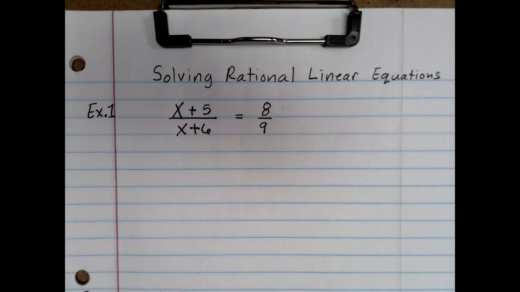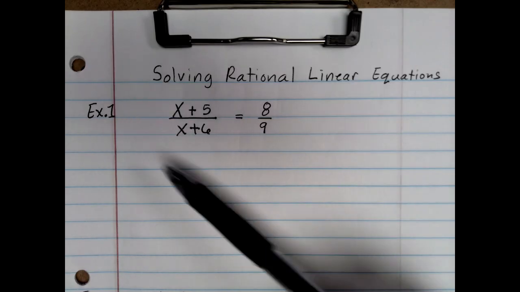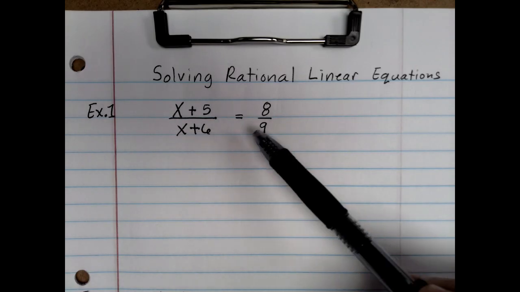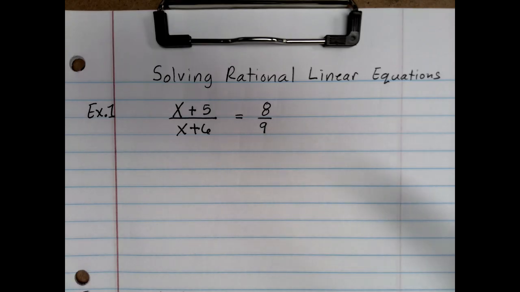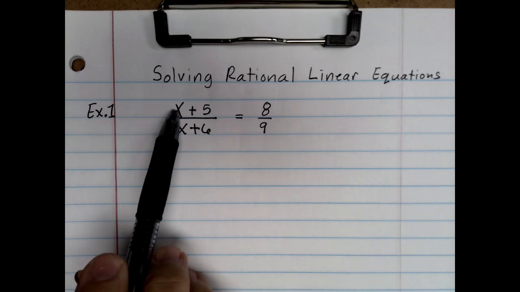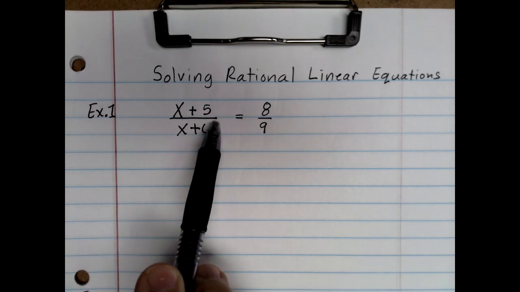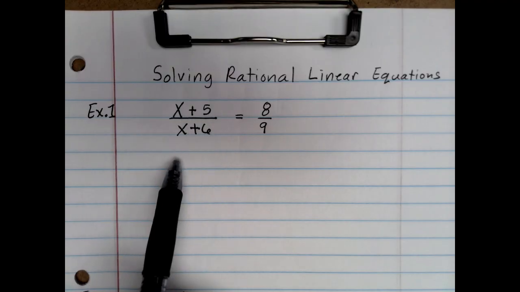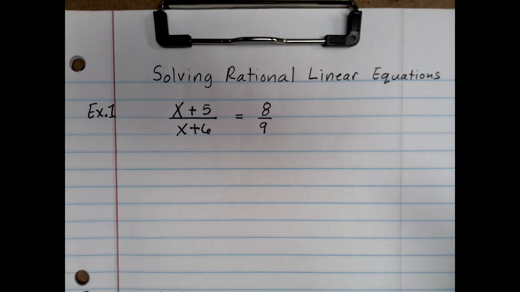Alright, this video is going to be on how to solve a rational linear equation. Now, I've seen some of you work on some of these problems and some people got stuck, so I want to make a few examples for you to help you out that you can use as you're going through your classwork. Notice on this one, it looks confusing because we have the expression x plus 5 being divided, that's what that fraction bar line means, by x plus 6. And then it's equal to 8 over 9, a fraction.